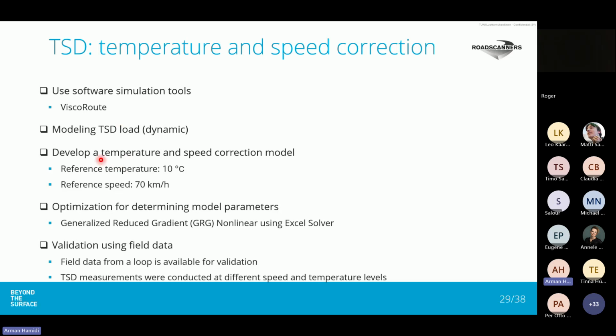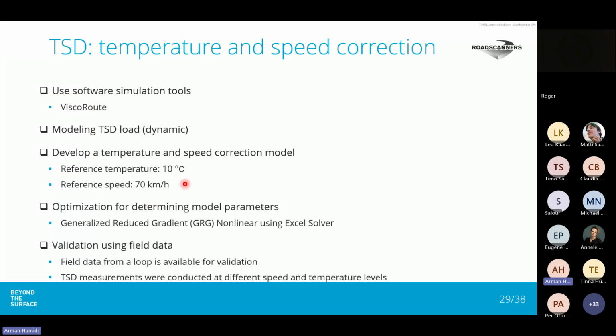Second, we need to correct the effect of both temperature and speed, not only temperature. In FWD, the loading speed is not an issue, but here the vehicle speed is an issue and needs to be corrected. Reference conditions were considered 10 degrees centigrade and 70 kilometers per hour.